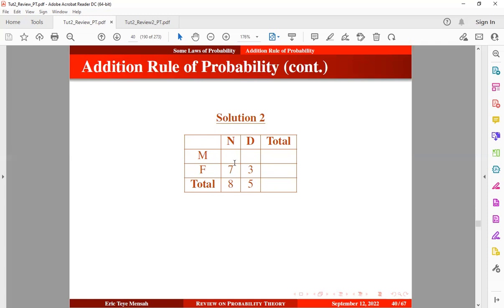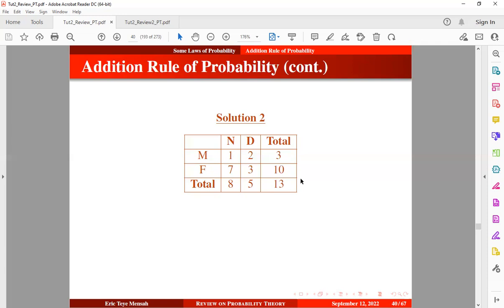So if the nurses must sum up to 8 and 7 of them are females, then automatically one of them should be a male. And for the doctors, if there are 5 and 3 of them are females, then we have 2 of them to be males. So we can give the totals now. Once you sum this, you get 3, sum this, you get 10. The column totals should correspond to the row total. We have 13 of them.